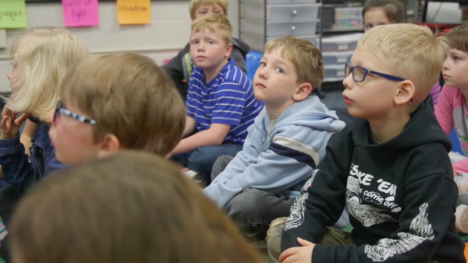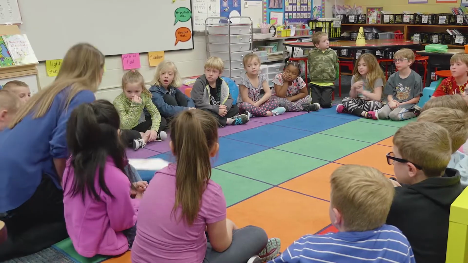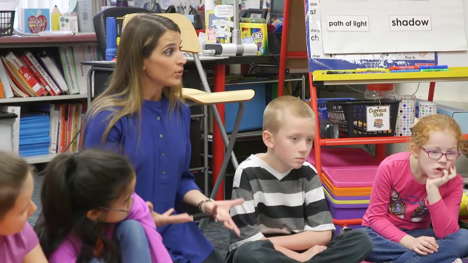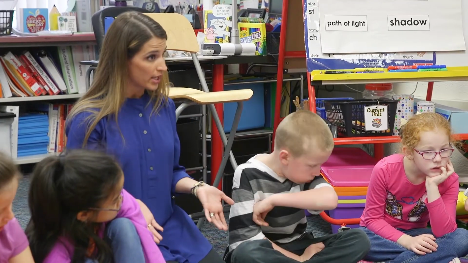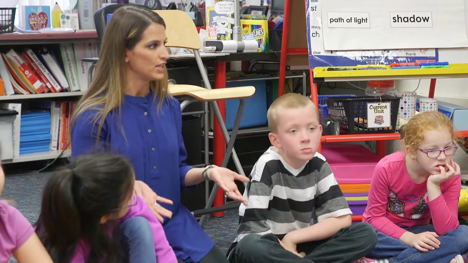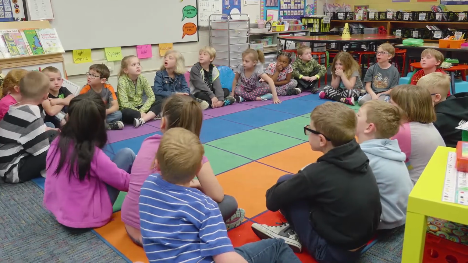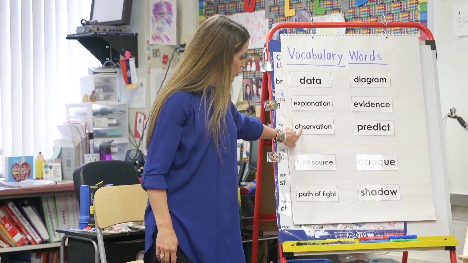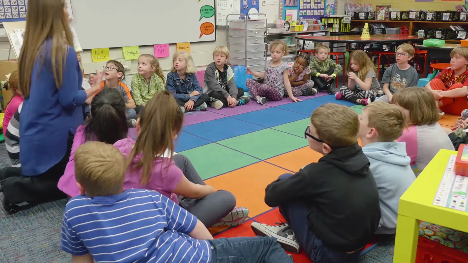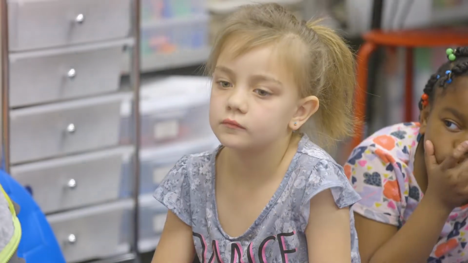You will see the students using words like shadow and opaque and light source and path of light. I'll often have the students repeat the word to me, and then we talk about the meaning of it so that they understand those words and can use them through a discussion practice. Today, what we're going to do is have a discussion about our observations. Can you say the word observation with me? Observation. And if you look up here, these are our science words. Here's the word observation. Things that we notice through doing a science investigation are our observations.